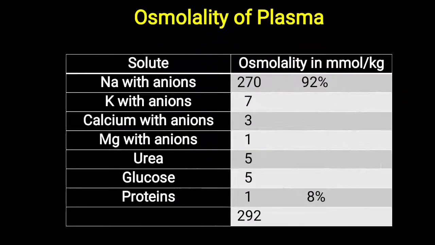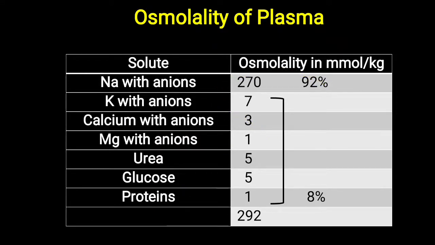How exactly this plasma osmolality is exerted, we will look at in this table. It is exerted by sodium, potassium, calcium, magnesium, urea, glucose and protein all together. But sodium contributes about 270 of the total plasma osmolality, around 92%, so it is playing the main role. The others all together make about 8% of the total plasma osmolality.